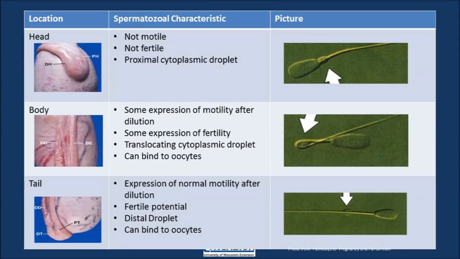Within the body of the epididymis, sperm has some expression of motility, it has some fertility, and that cytoplasmic droplet has moved farther down the tail. At this point, sperm can be bound to oocytes or will bind oocytes if it is removed from the epididymis. Within the tail of the epididymis, we have fully mature sperm. It has full expression of motility, it has full fertilizing potential, and that distal droplet has moved even further down the tail. And the sperm in the tail can also bind an oocyte.